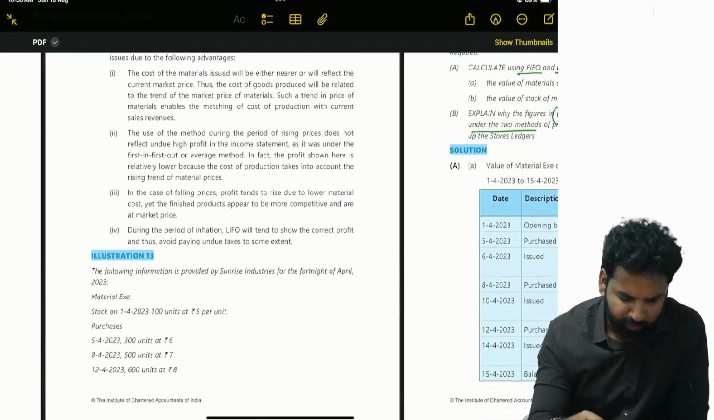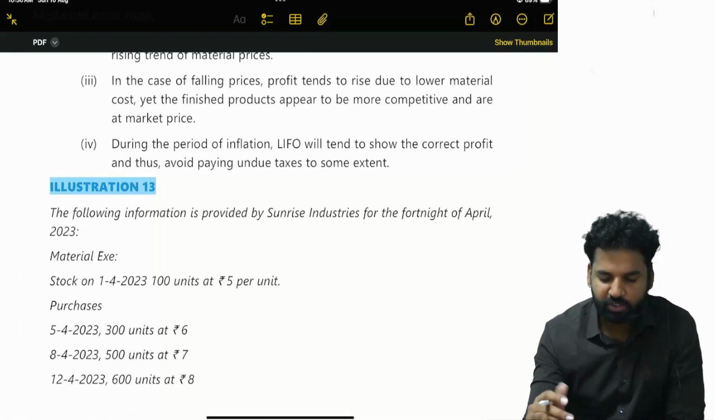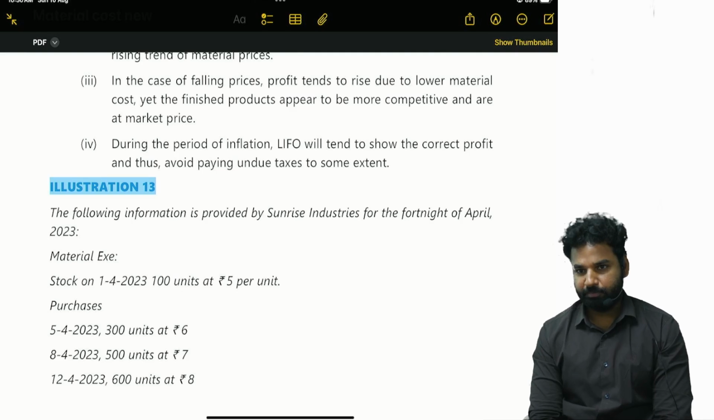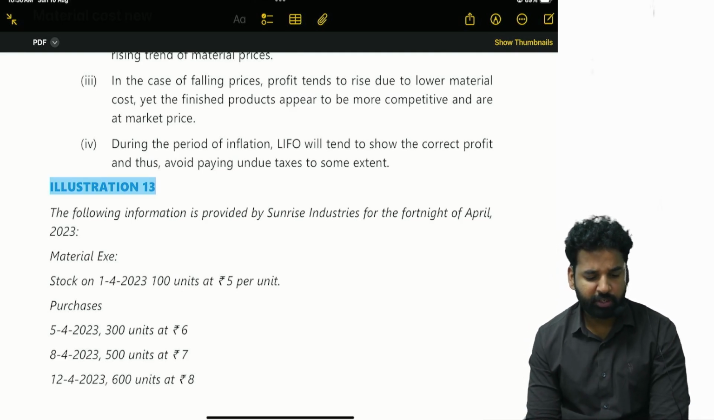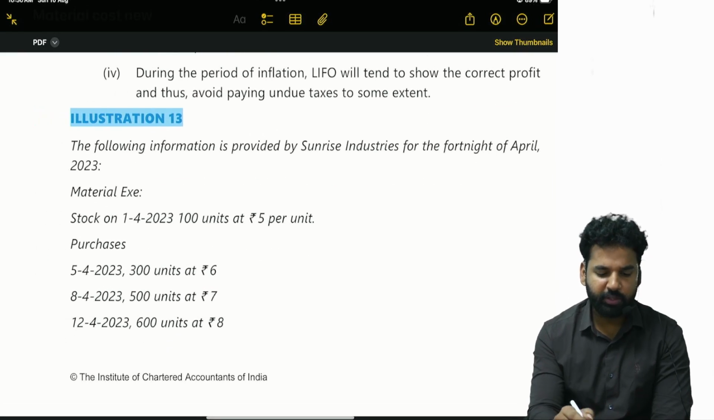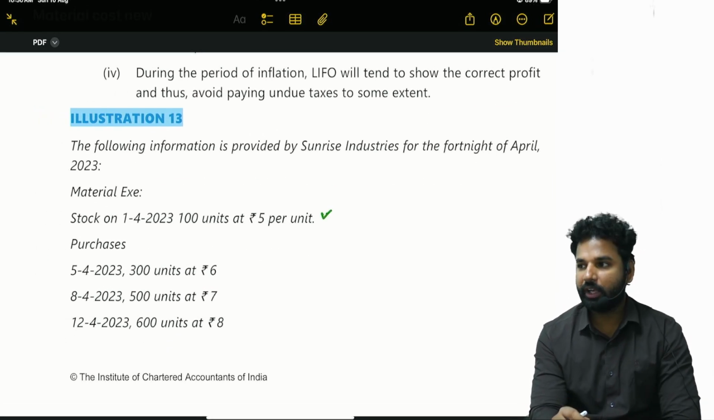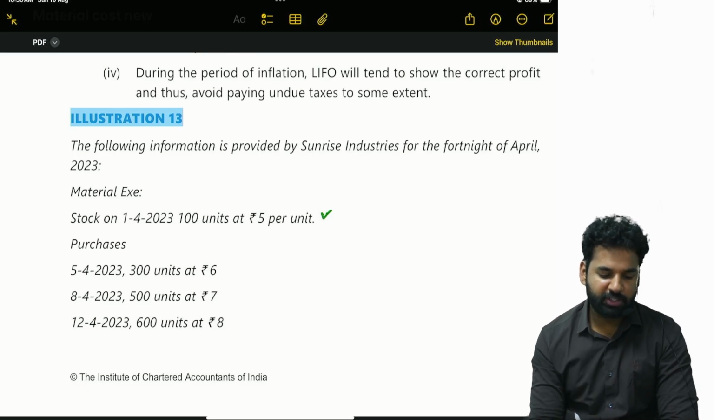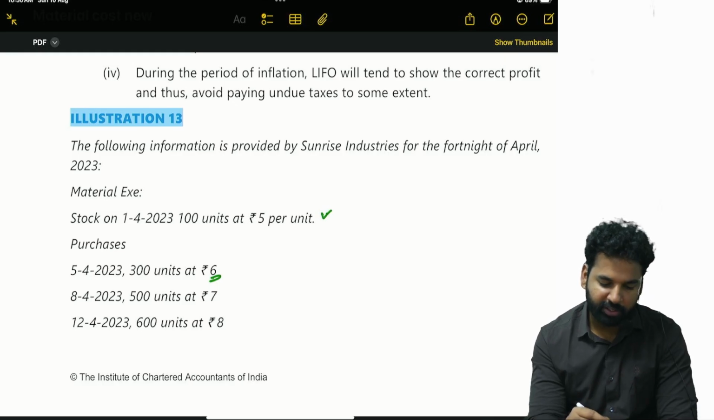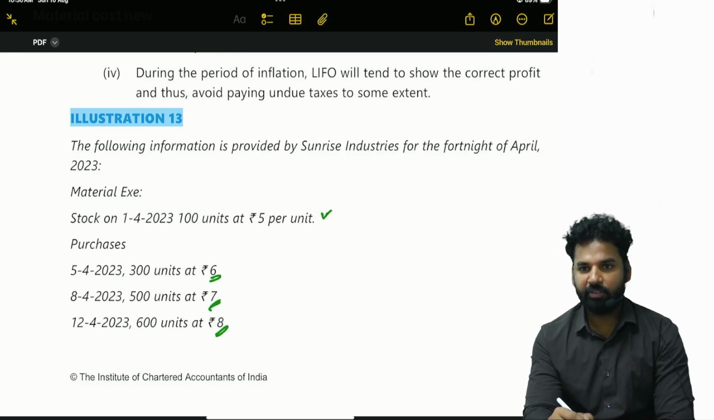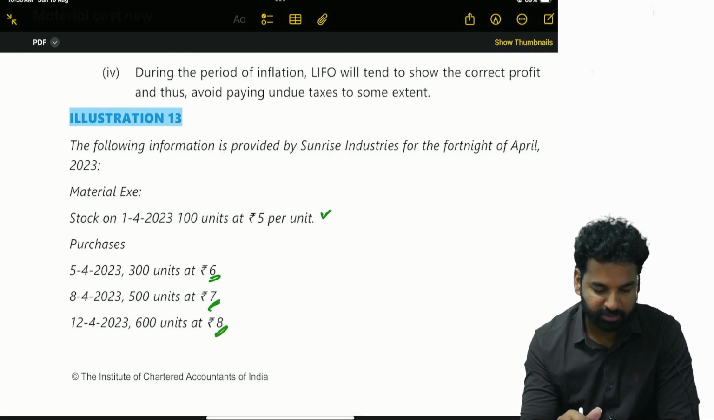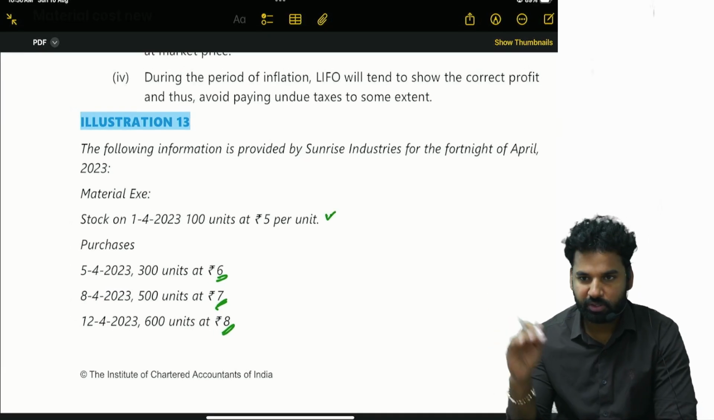The following information is provided by Sunrise Space for the fortnight of April 2023. Material X stock on 1/4/2023, opening stock is given, which is 100 units at 5 per unit. Next purchase on 5/4/23 300 units at 6, 8/4/23 500 units at 7, 12/4/23 600 units at 8. The prices are in an increasing trend, inflationary we can say, 5, 6, 7, 8 as time progresses.